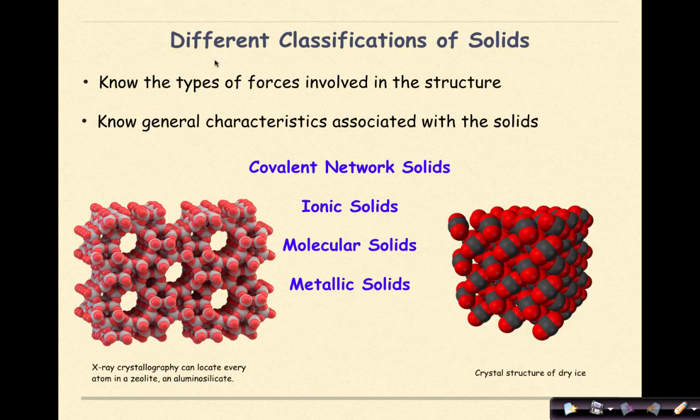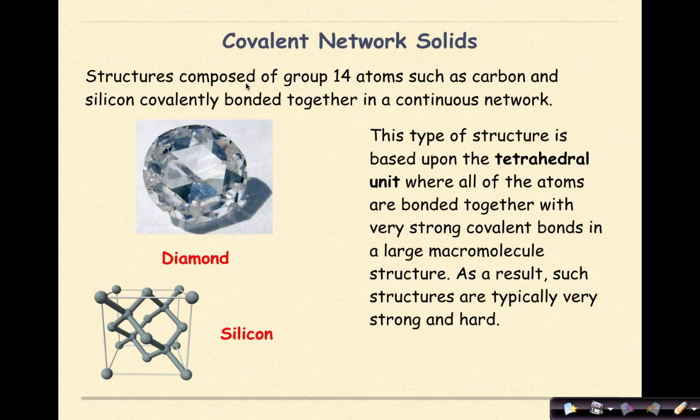Now let's talk about different classifications of solids. What you need to know are the types of forces involved in the structure and the general characteristics associated with the solids. Specifically, we're going to talk about covalent network solids, ionic solids, molecular solids, and metallic solids. Let's start out by talking about covalent network solids. Structures composed of group 14 atoms, such as carbon and silicon, covalently bonded together in a continuous network.